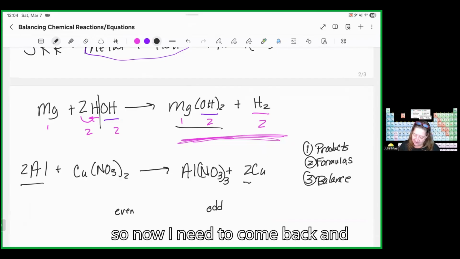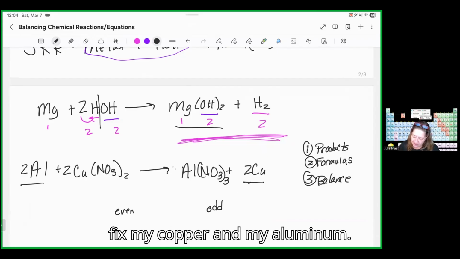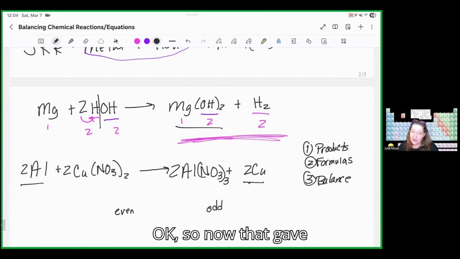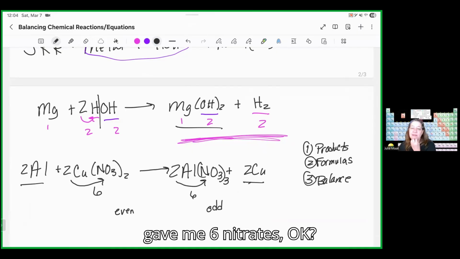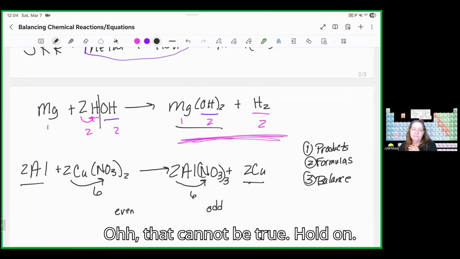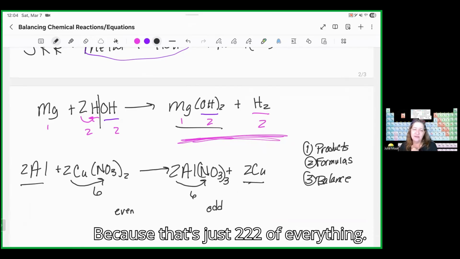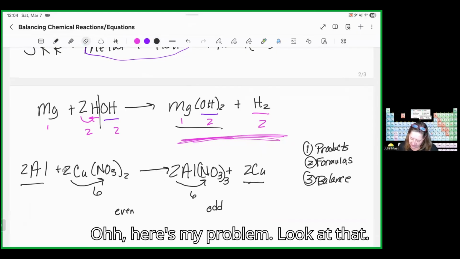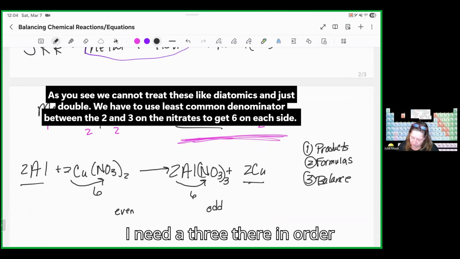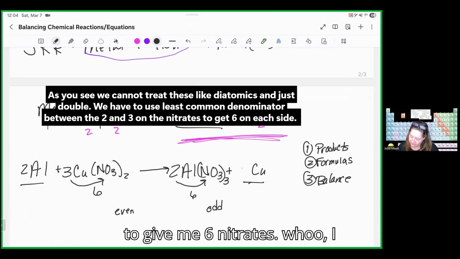Okay, so now I need to come back and fix my copper and my aluminum. Now that gave me 6 nitrates, and that gave me 6 nitrates. Oh, that cannot be true. Hold on. Because that's just 2, 2, 2 of everything. 2, 2, 6. Oh, here's my problem. Look at that. I need a 3 there in order to give me 6 nitrates. Whew, I knew something seemed wrong there.